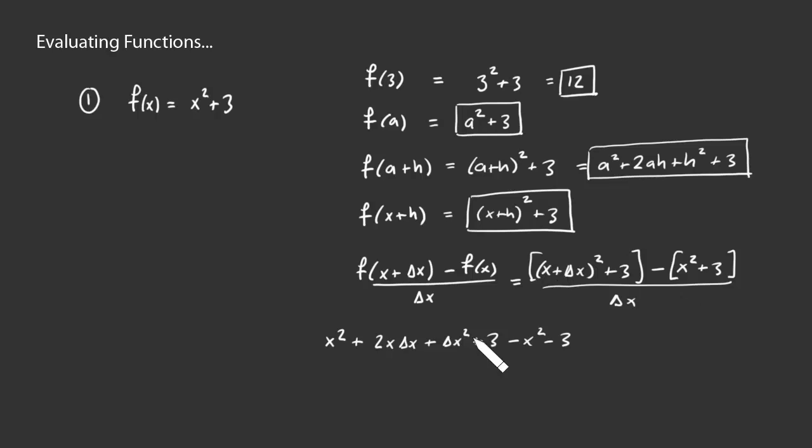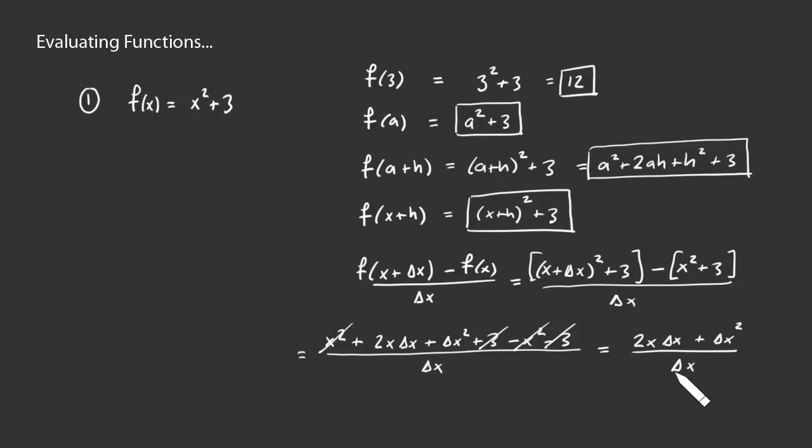Okay, so that's the numerator. Of course, all of this is over our delta x. The numerator, however, cleans up a little bit, doesn't it? We've got an x squared up here, but then also we have a negative x squared. Those cancel. We have a positive 3, and we also have a negative 3. Those cancel. That's wonderful, because now look what we have left. 2x times this delta x variable plus this delta x variable squared, all of that over a delta x.